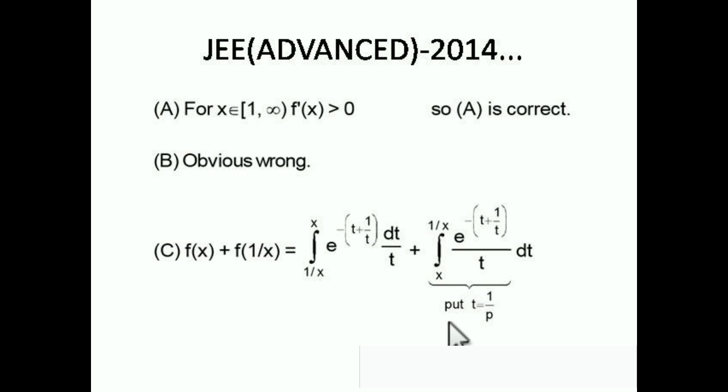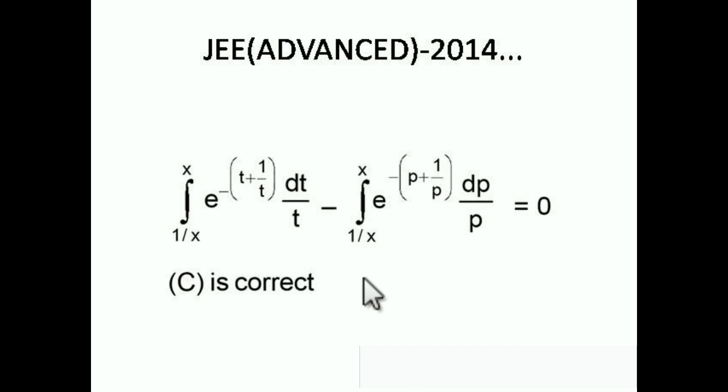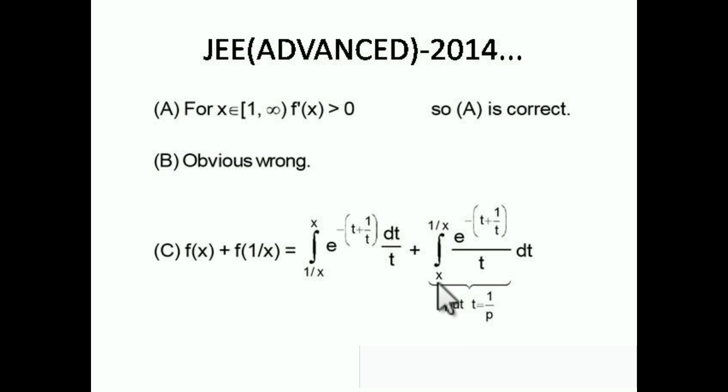Now let's take an assumption t is equal to 1 by p. If you take the assumption t is equal to 1 by p, the limits are changed. Here it becomes 1 by p, here it becomes p, here it becomes e raised to minus p plus 1 by p, and dt equals minus 1 upon p square, and again p and p get cancelled out, and we are left with minus of integral from 1 by x to x of e raised to minus p plus 1 by p, dp by p. Here it is 1 by x to x because the limit is changed. t is equal to, here if we put x, then p equals 1 by x. This is correct.